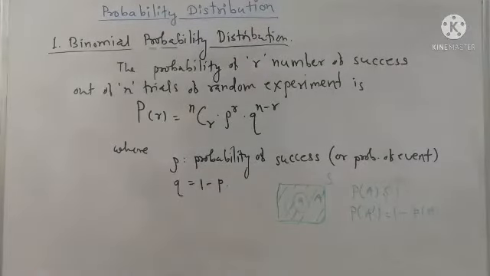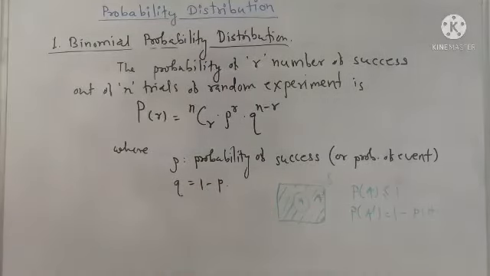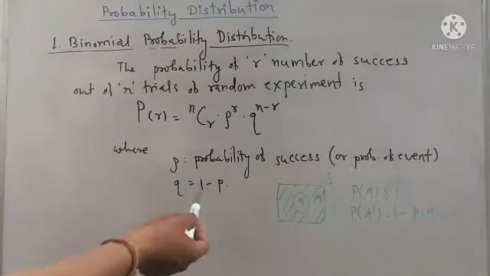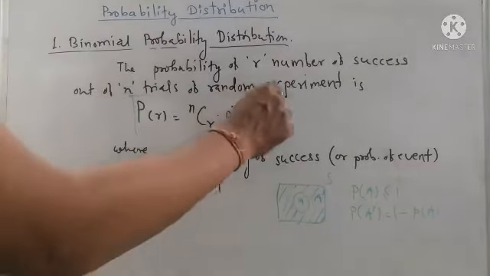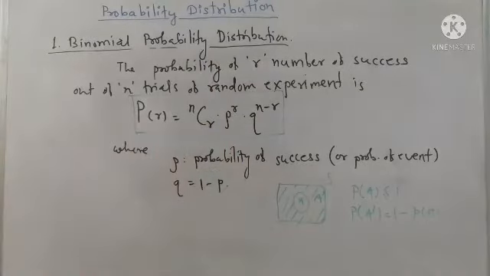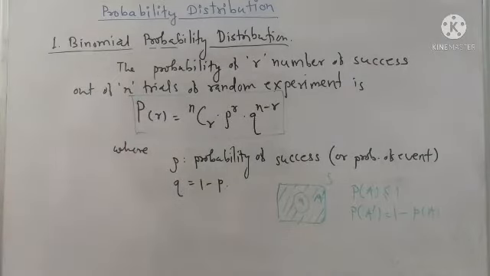So P is the probability of success, then its complement Q is the probability of failure, and it is equal to 1 minus P. Using this formula, P of r is equal to nCr, p raised to r, q raised to n minus r, we can evaluate the probability of r number of successes out of n trials.